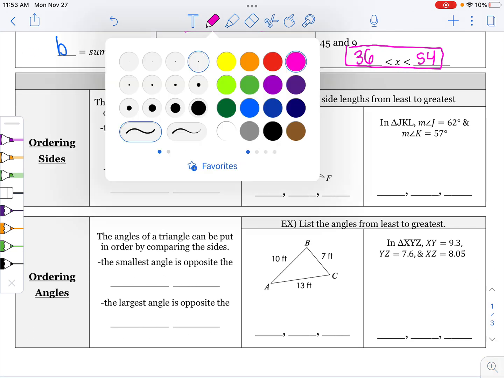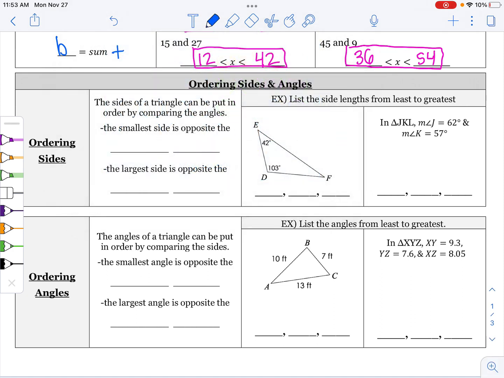And then the rest of this can be summed up by saying big side goes across from the big angle, small side goes across from the small angle, and reversed. So, ordering sides and angles in a triangle. The sides of a triangle can be put in order by comparing the angles. So the smallest side is always going to fall across from the smallest angle, which makes sense because when you close up an angle, the distance between those two rays gets smaller. The largest side is always opposite the largest angle.